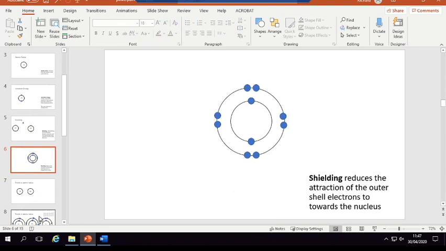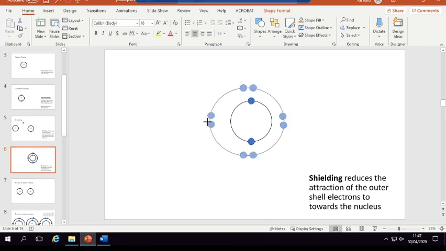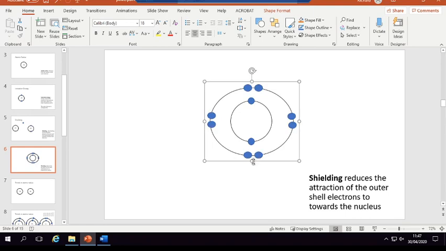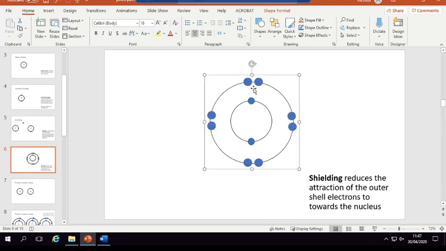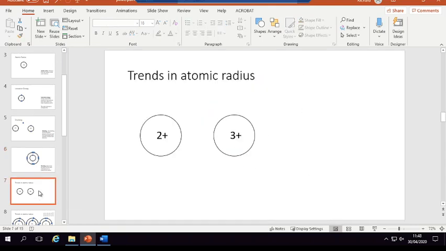Now the impact of shielding is, if I've got these 8 electrons on the outside, I haven't drawn my charge in here, but there's a nucleus there. These 8 electrons are less attracted than you might expect them to be towards that nucleus because of these inner shells of electrons. So if they're less attracted, they're going to be a little bit further away. Okay, so that's what we get from less attraction. Okay, so let's start talking about the trends you need to know.